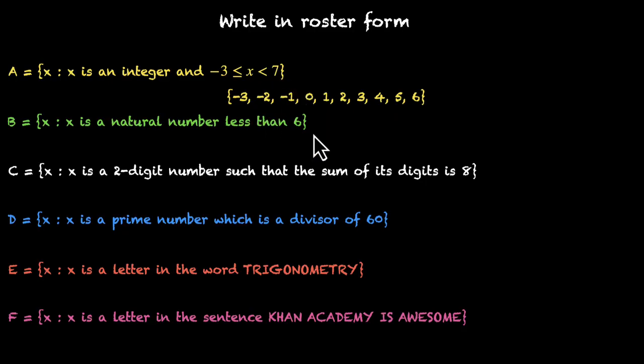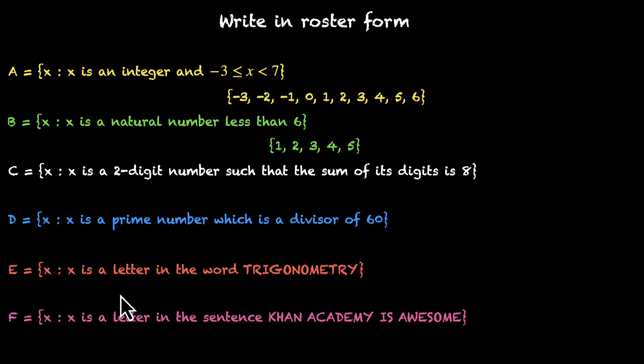Alright, let's take the next one. X is a natural number less than 6. So natural numbers begin with 1. So we have 1, 2, 3, 4, and 5. That's the answer. X is a 2-digit number such that the sum of its digits is 8. Well, nothing directly comes to mind, so let's skip this. X is a prime number which is the divisor of 60. This might also be a lot of work. So let's do the easy ones. This is how I used to give exams. Always solve the easier ones first.